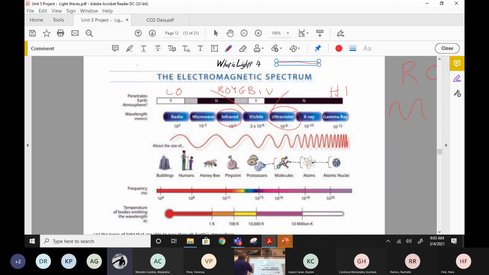Let's see. If we take each of their letters, what do we get? Radio, microwave, infrared, visible, ultraviolet, X-ray, and gamma ray. Could we put something together like Roy G. Biv to help us remember that? It's a little more difficult, isn't it? You could do that, or you could make a sentence. Have you ever done that before to memorize something? Take the first letter of each thing, and then create a sentence out of it.